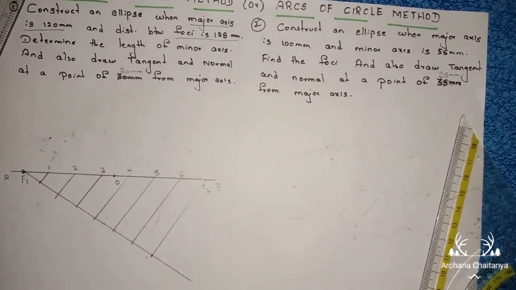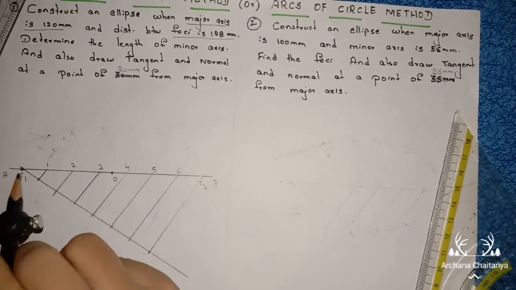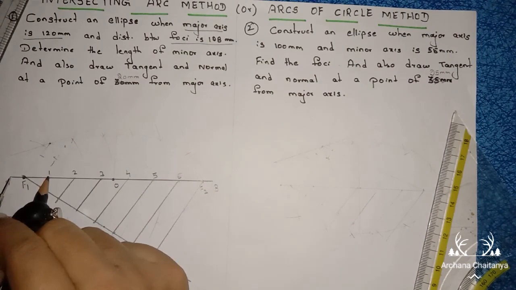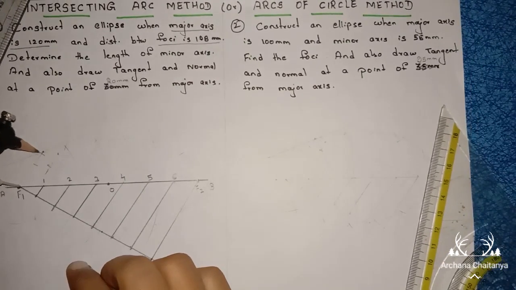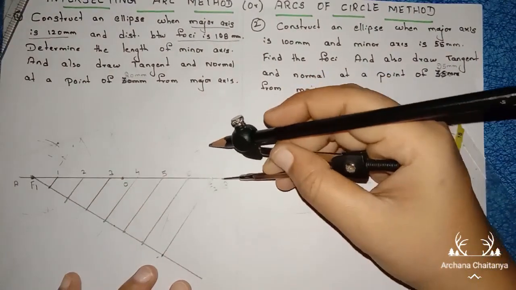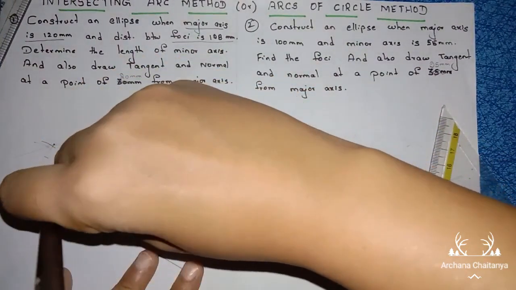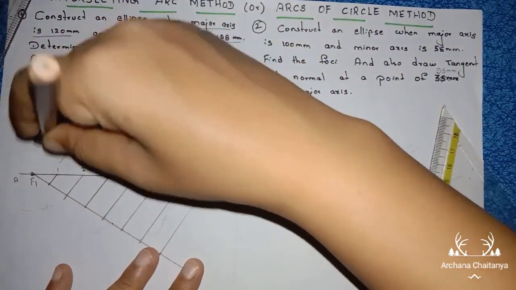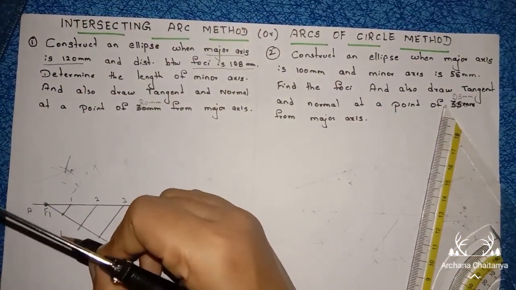Okay. Now, how to construct an ellipse? See carefully. Take A1 distance with the compass, F1 as center, draw an arc above and below. Then take B1 radius, F2 as center, and cut the previous arc. So this is the first arc and second arc.